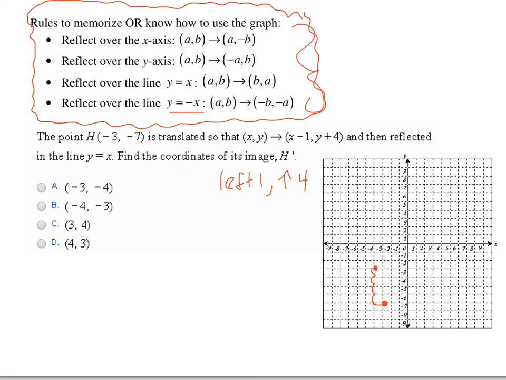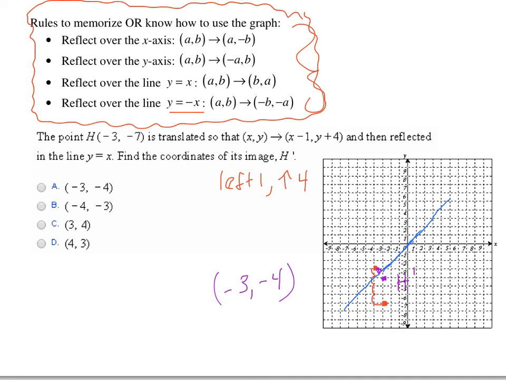Then I want to reflect it across the line y equals x. So remember, line y equals x. See if I can make this pretty straight. There we go. Okay, so there's my line. And if you notice, this is only a little half a box away, so it needs to be a half a box away on the other side. So that's where I need to end up for my h prime, and that is at -3 and -4.